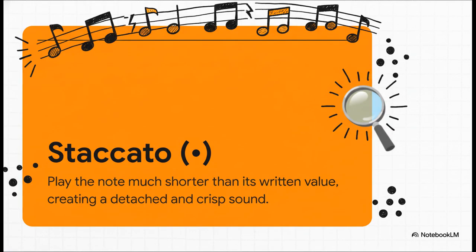First one you probably know, staccato. It's that little dot right above or below the note head. And its instruction is super simple. Play the note short and detached. Now this is really important. It doesn't mean you speed up the tempo. It just means you cut the sound off early, leaving a little tiny bit of space, a pocket of silence, before the next note comes in. This gives the music a really light, crisp, and bouncy feel.